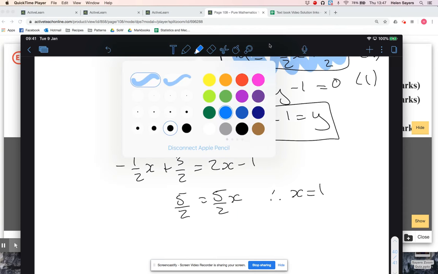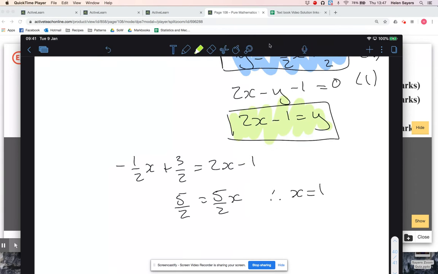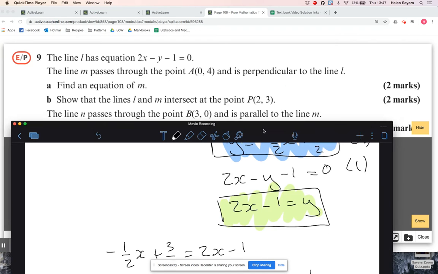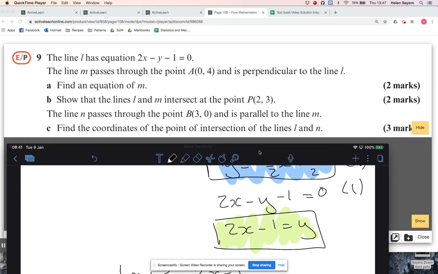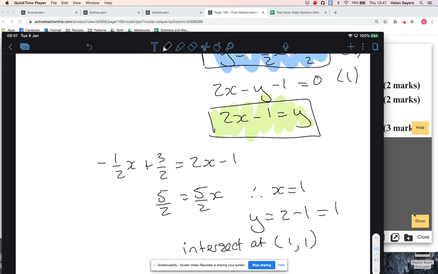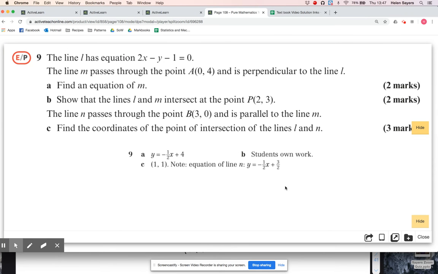Then I'm going to go back to this equation to find y. If x is 1, y is 2 times 1 minus 1, so they intersect at 1, 1. Just double check that was what the question was: find the coordinates of intersection. We can check our answers. 1, 1, yep. Students' homework, okay, as long as you convincingly prove that, then that's what we got for part A. Brilliant.